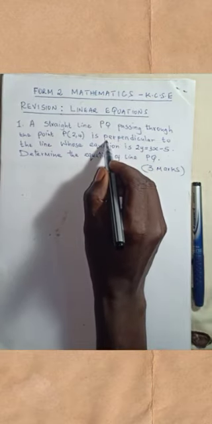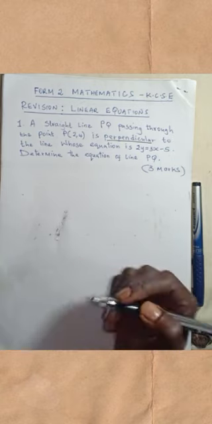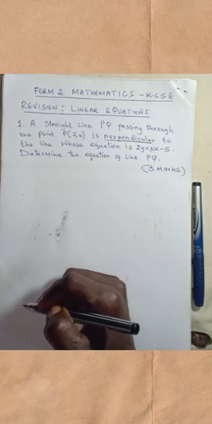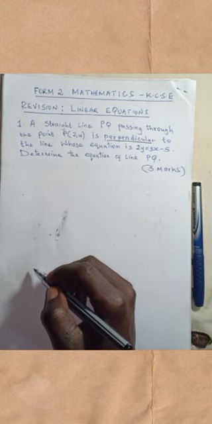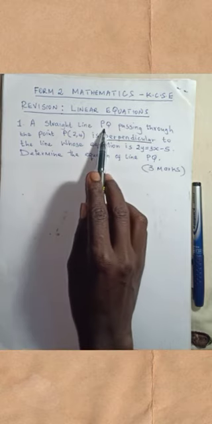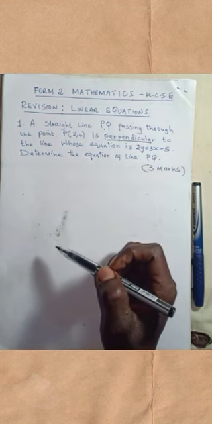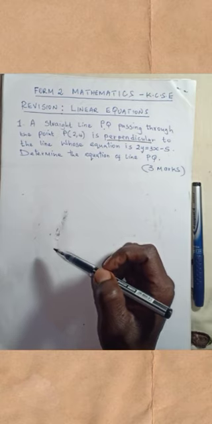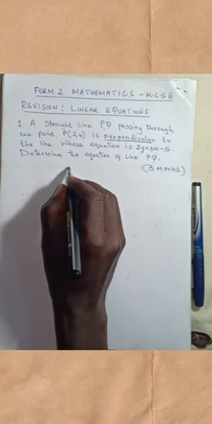Remember, the very important thing here is to note that we are talking about perpendicular lines. What should we know about perpendicular lines? The essential concept here is that for perpendicular lines, the product of their gradients is -1. So for this case, the product of the gradient of the line PQ and the gradient of the line 2y = 3x - 5 is -1. So the first idea here is we need to find the gradient of the equation given. So let's look at the solution.